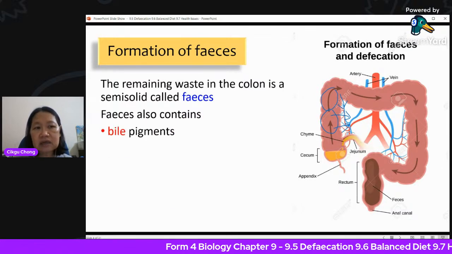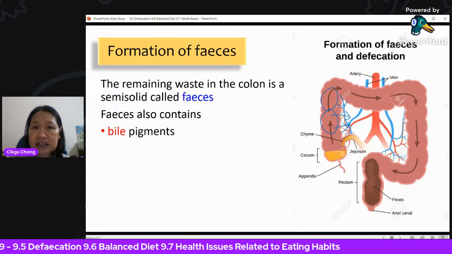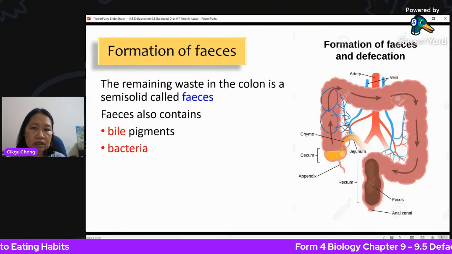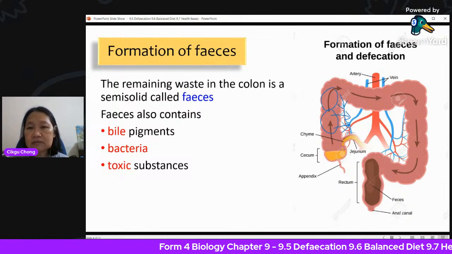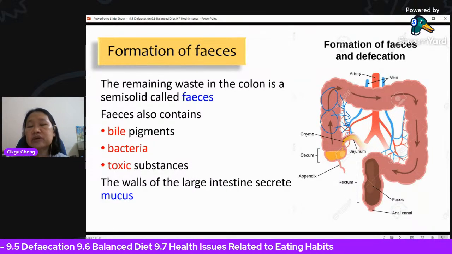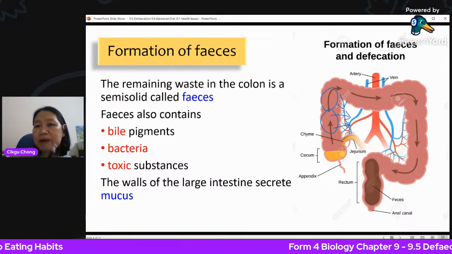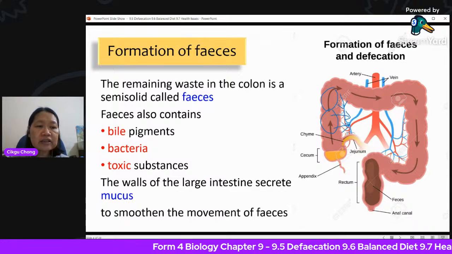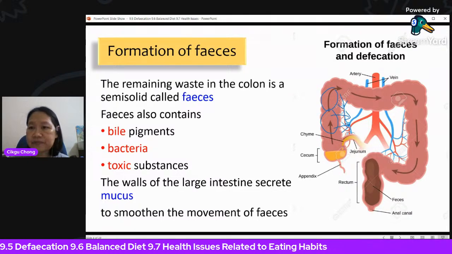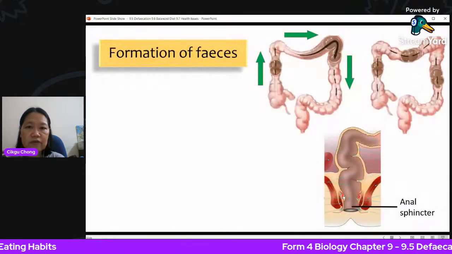Feces also contains bile pigments. As you saw earlier, the bile was produced by the liver, and it helps in emulsification. So some of the bile will find its way here as well. And then there are bacteria from the large intestine, and toxic substances that found their way into your food. Also the walls of the large intestine will secrete mucus. Mucus is a substance which helps to make the passage of the substance smoother. So this is mucus, all right? It smoothens the movement of feces or facilitates easier movement of the feces. Okay, so now it moves down until it goes all the way to the rectum. So that is the formation of feces.